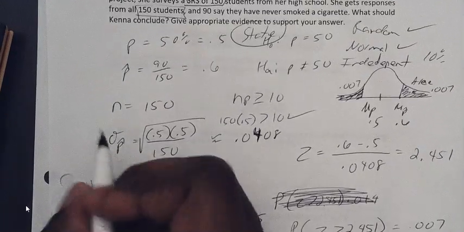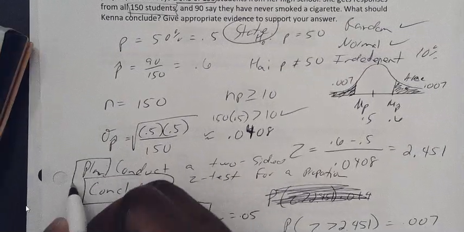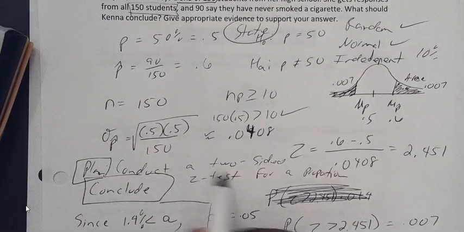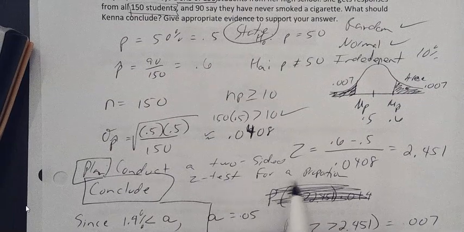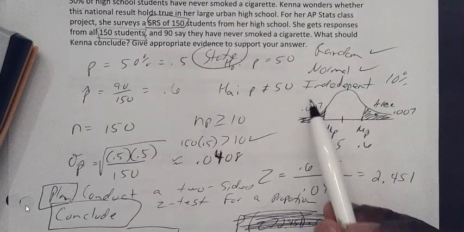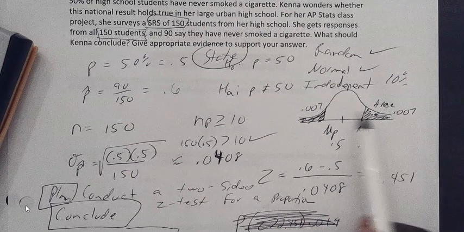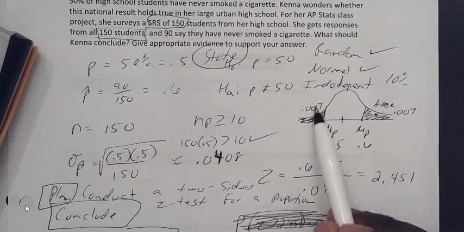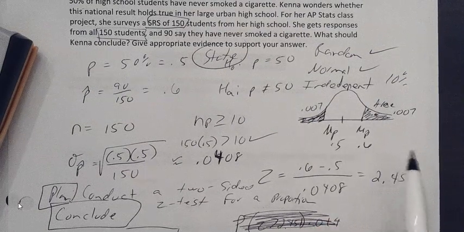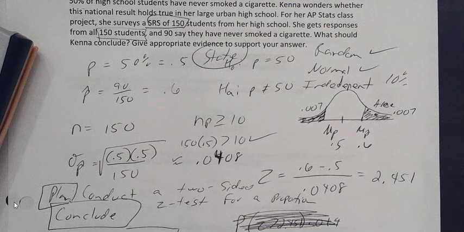And we should have said our plan was to conduct a two-sided z-test for proportion. Hence, we had a not equal to symbol, and we test both ends. And so we took one area and doubled it for the other. But that's what we do, and that's how we actually solve a problem like that.